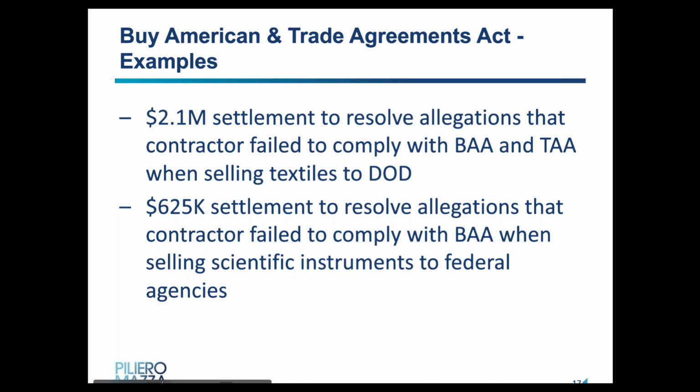There's also this $625,000 settlement where the contractor failed to comply with BAA when selling scientific instruments to federal agencies, where the actual origin of the products was from China. In this circumstance, there could be a little lower settlement because it could be that the contractor maybe didn't really understand its BAA obligations and the representations that it was making in its contract when it didn't fill out its certificate appropriately, for instance.